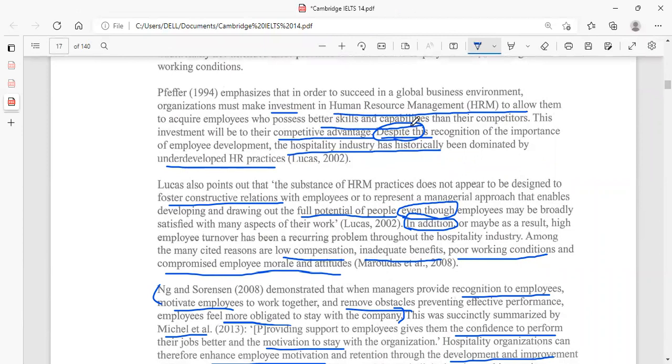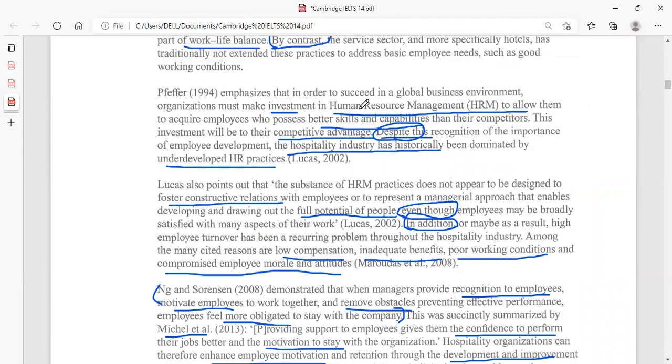Oh, again, you're just going by words. This portion is saying that they should be acquiring employees who possess better skills and capabilities than their competitors. But where is it mentioning that little is done to improve their skills? The question is not that you are hiring employees who have better skills or capabilities. The question is about not doing anything or doing very little.